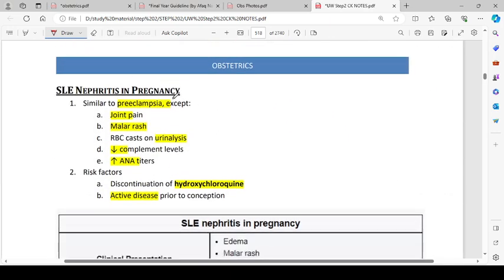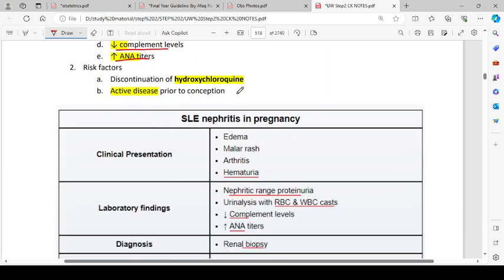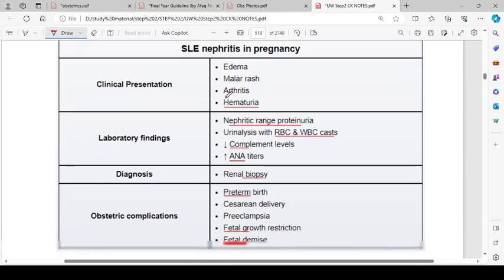SLE nephritis in pregnancy, similar to preeclampsia, except there will be joint pain, malar rash, RBC cast on urinalysis, decreased complement levels, and increased ANA titers. Risk factor discontinuation of hydroxychloroquine, active disease prior to conception.